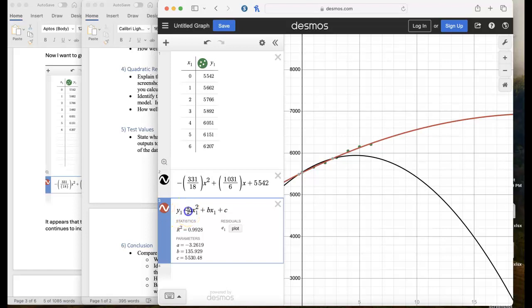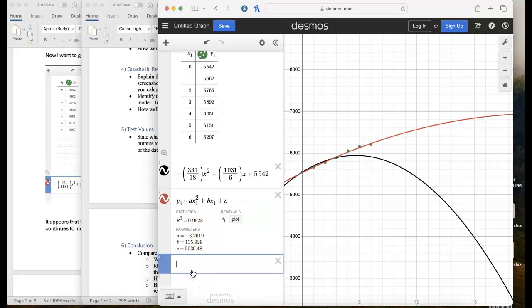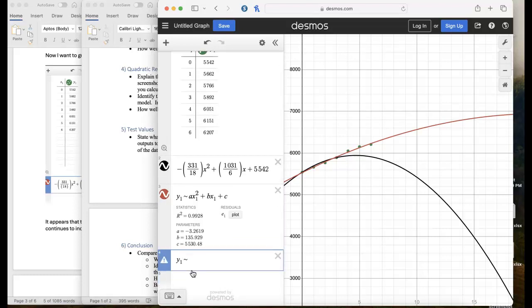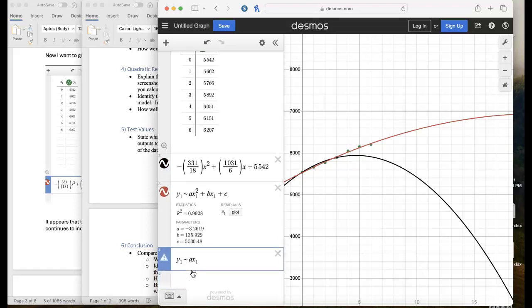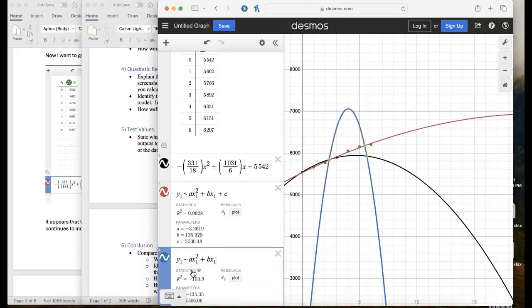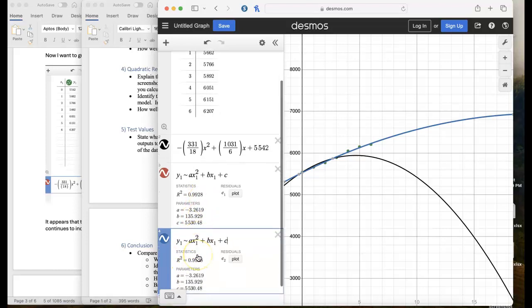y1, and then you need to use the little tilde. And now when I type this, I'm just going to type it below just so you can see. I didn't even have to do anything special. I just typed the 1 and it's like it knew where to go. I typed a x1 again, it goes down, and then I did use the caret to get the squared. Plus b x1, again it puts it right down for me, and then plus c, and of course the answer is going to come out the same.